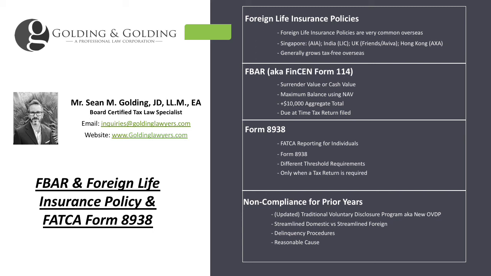When a person is out of compliance for prior years, there are various amnesty programs they can use to get back into compliance. There's a traditional voluntary disclosure program, which is generally reserved for individuals who either are willful or cannot certify under penalty of perjury that they're non-willful. Alternatively, there are the streamlined domestic offshore procedures, streamlined foreign offshore procedures, delinquency procedures, and reasonable cause. We have separate presentations for each one of these different types of programs to help walk you through the basic steps.